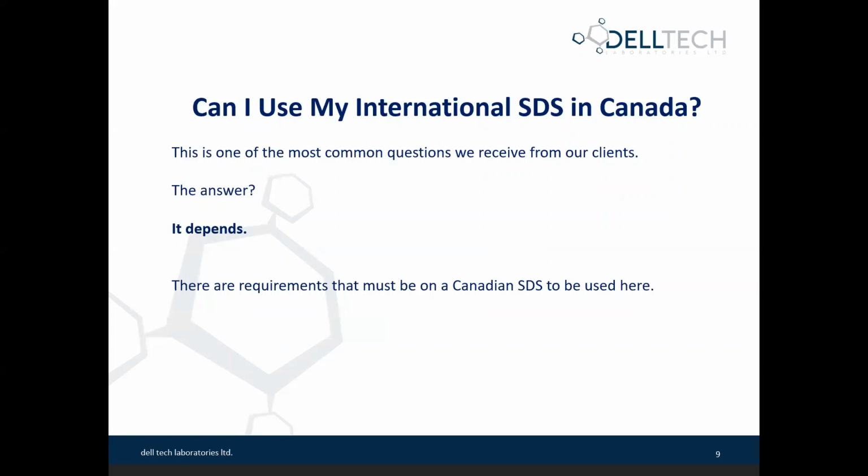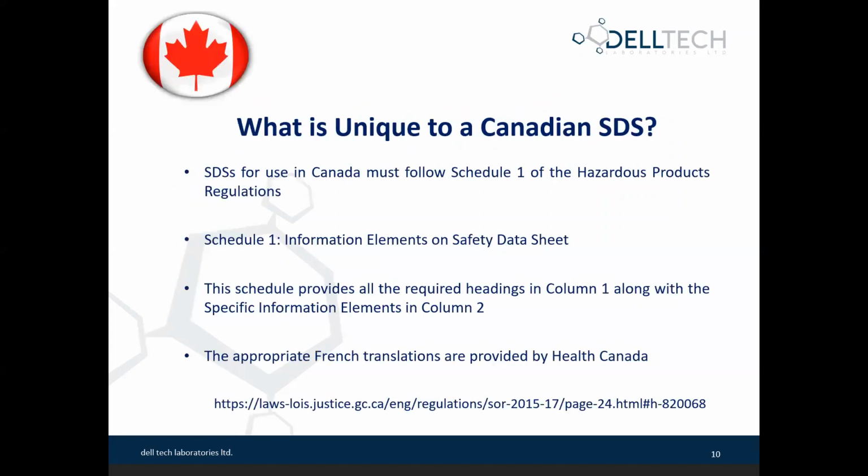Now, we will get into the details specific to a Canadian SDS. An SDS has 16 sections, and we will go through the relevant sections only. As a note, we will mostly be pointing out the differences between UN GHS Revision 3 and Revision 5, or US versus Canada.